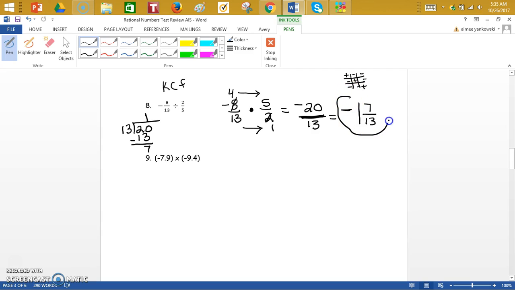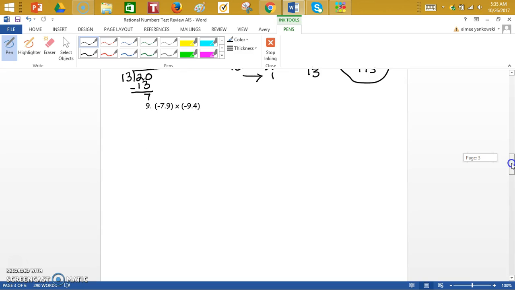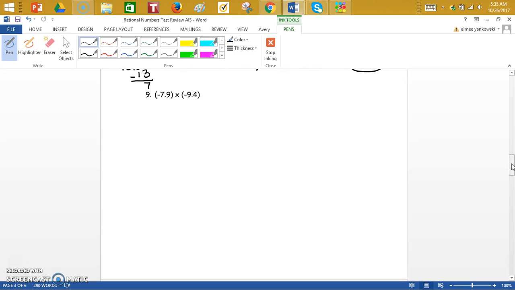Okay. Let's take a look at number 9. Number 9, you're expected to be able to multiply decimals. Negative times a negative is a positive using your hashtag. Now we just have to multiply these decimals. 7.9 times 9.4. First of all, in multiplication, you don't have to line up decimal points. You just multiply as though the decimals weren't there and then figure out where to place the decimal point.